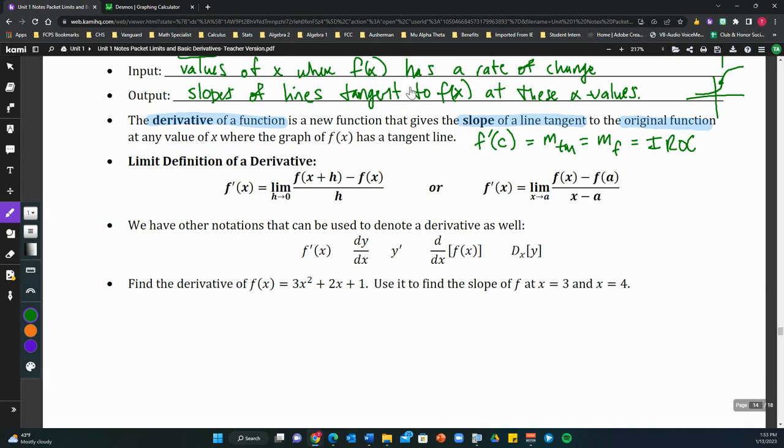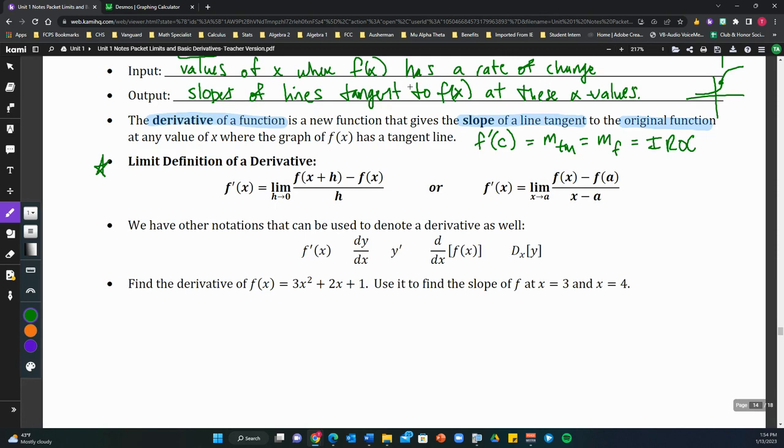So this is called the limit definition of a derivative. This says that f prime of x is equal to the limit as h approaches 0 of f of x plus h minus f of x all over h. Or we have this alternative form of that as well, using that alternate form of slope. So either one that we work with, they represent the same thing.